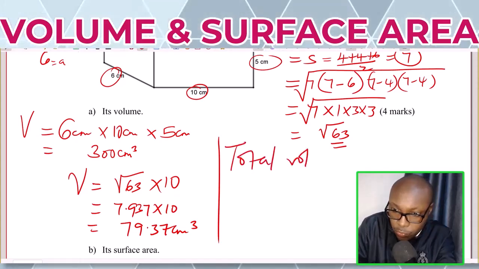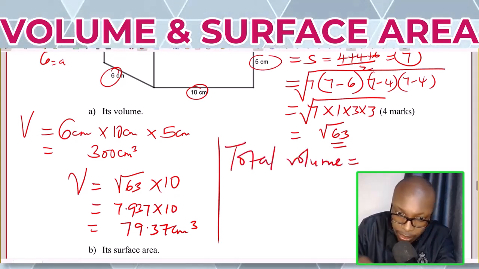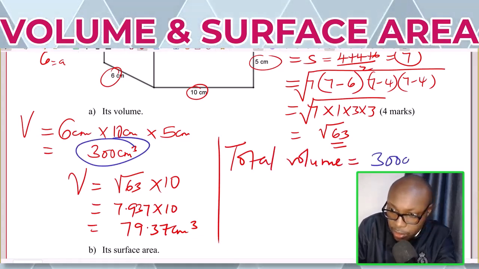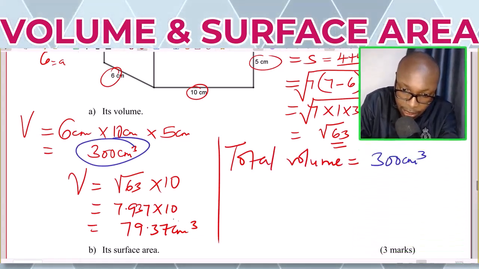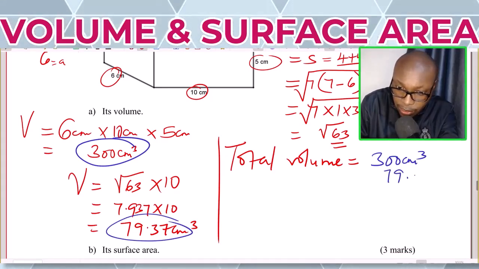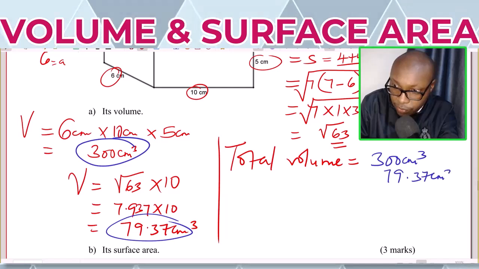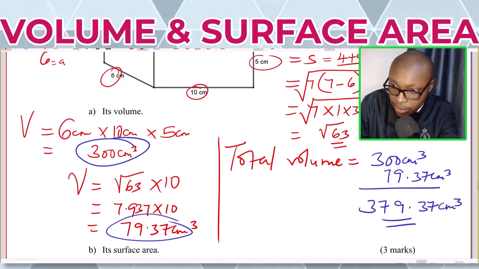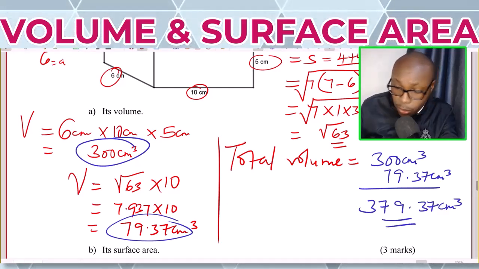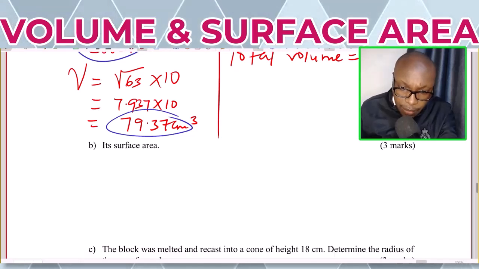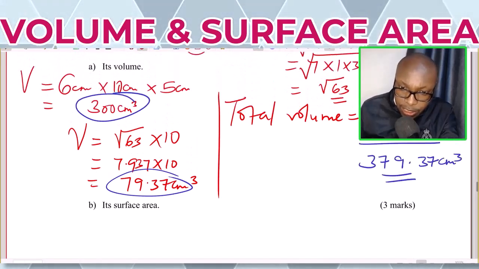Now we can get the total volume. The total volume is given by the rectangular part, which we got as 300 centimeters cubed, and then we add the wedge, which is 79.37 centimeters cubed. So we get the volume as 379.37 centimeters cubed. So that is the volume of this metallic block. Now let's go to the surface area.